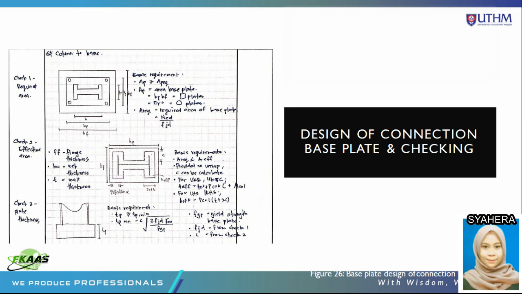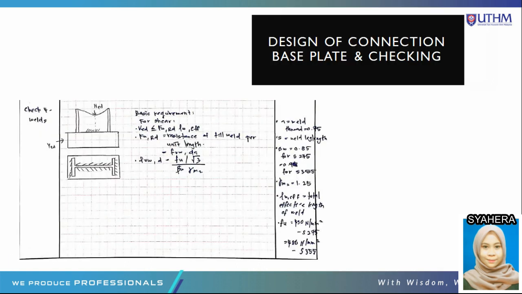For check 1, to find the required area, we use the equation NED over FJD. For check 2, we use the equation 4C squared plus CP column plus A column to find the value of C. For check 3, to find TP min, we use the equation C square root 3 FJD gamma M0 over FYP. For check 4, we use the equation FVWD equals FU over square root 3 over beta W gamma M2. For truss to truss, we will find the shear resistance and bearing resistance.